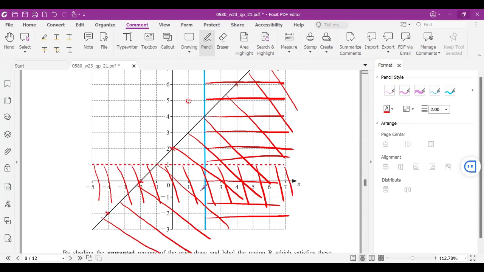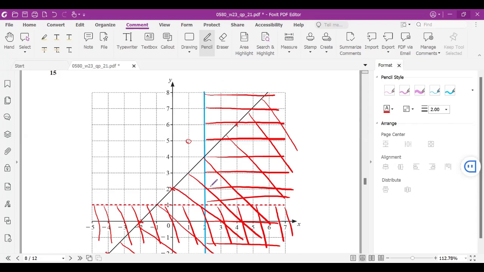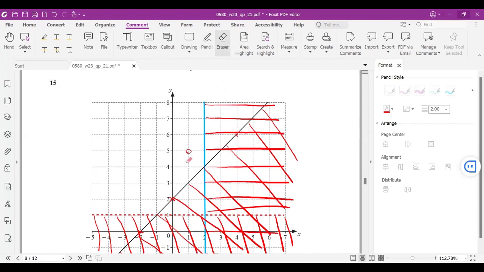So beautiful. We've shaded all the unwanted regions. So the region that satisfies the inequalities is the whole of this unshaded region, bounded by the blue line, the black line, and part of this dotted line. All these points here are the required region. We write R here and we proceed.